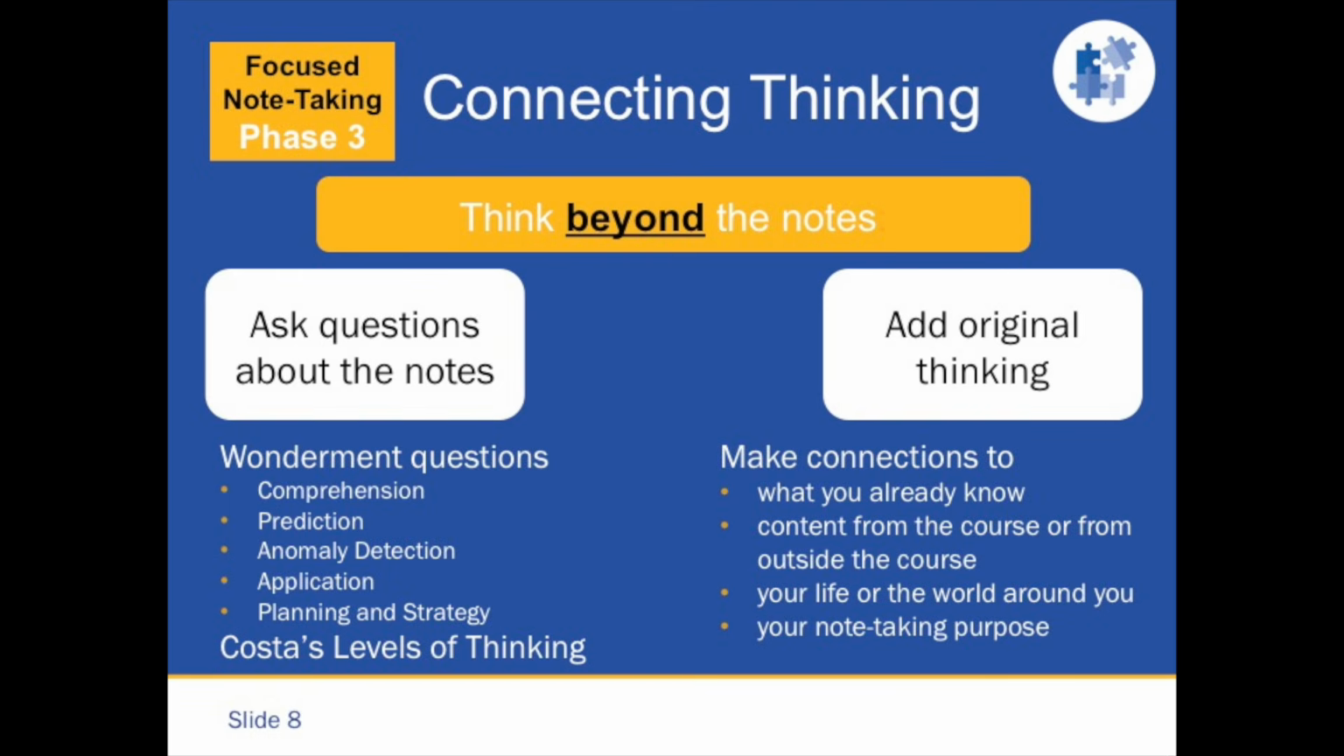Slide 8, Phase 3, Connecting Thinking. Connecting Thinking asks learners to use inquiry to think beyond the notes. Rather than adding lower-level recall questions and teacher-provided examples, curious learners can deepen their understanding by asking wonderment questions. These basically boil down to Level 2 and Level 3 Costas questions.